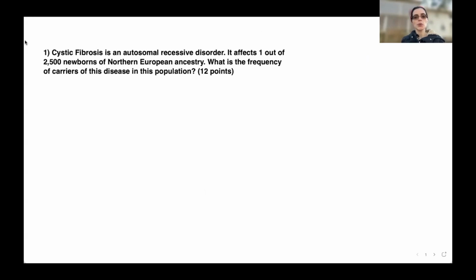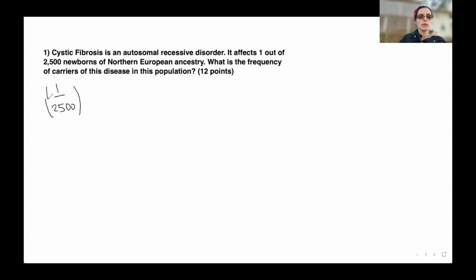Cystic fibrosis is an autosomal recessive disorder. It affects 1 out of 2,500 newborns of Northern European ancestry. What is the frequency of carriers of this disease in this population? For Hardy-Weinberg equilibrium problems, it's very important to understand what we're given and what we're asked to find in terms of P and Q. So we are given this number, 1 out of 2,500.